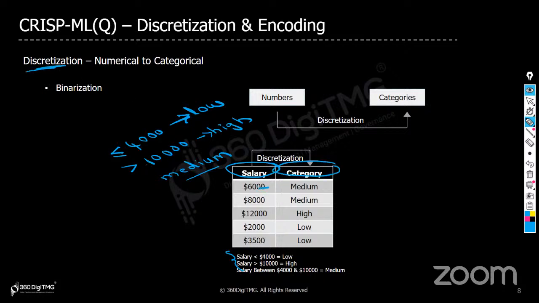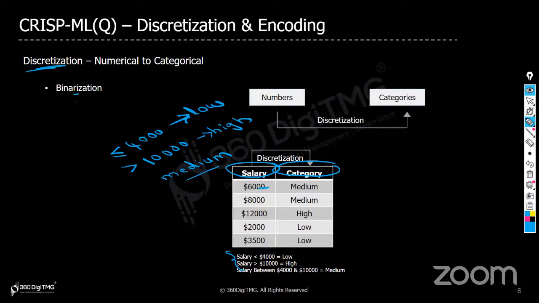So 6,000 is not less than 4,000, so this is medium. 8,000 is also not less than 4,000 and not greater than 10,000, so this is medium. 12,000 is greater than this one, so high. 2,000 is less than 4,000, so low. So depending upon the rules that you have given, my numerical column is converted into a categorical column. This is called discretization.